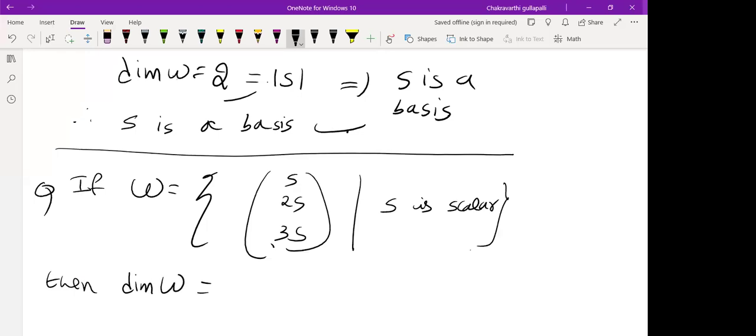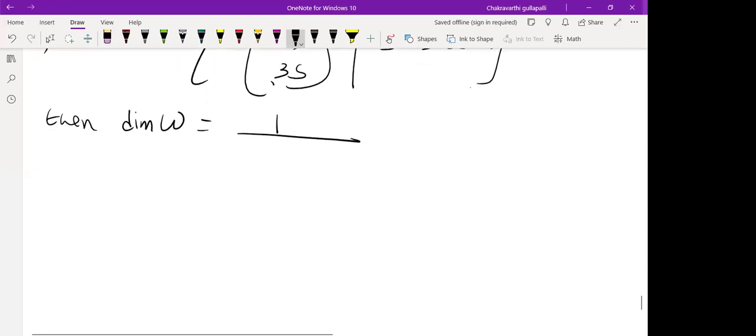Obviously, what is the dimension? 1. Only one free variable. What is the basis? 1, 2, 3. Just 1, 2, 3, a singleton {1, 2, 3}.